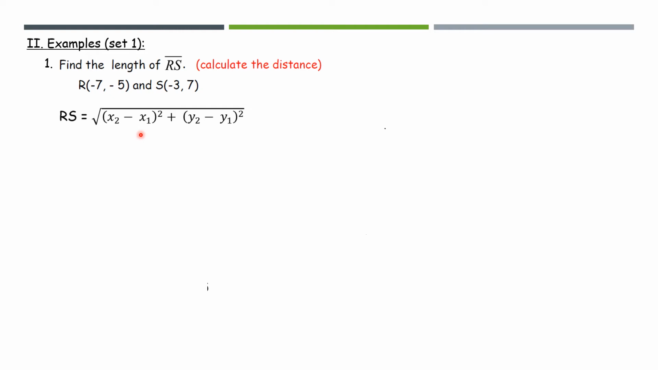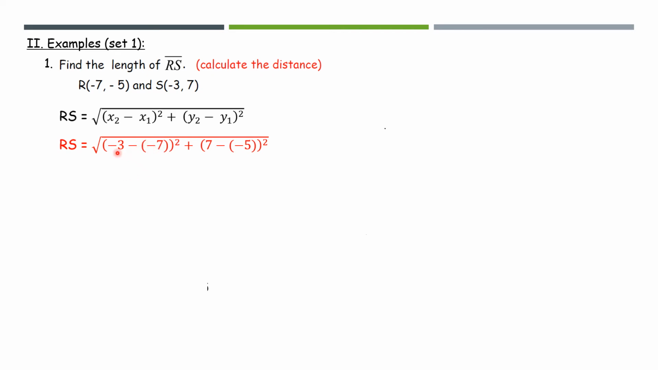Go to the first x. The first x is -7. And substitute them. So -3 minus -7. Then it says go back to the second y and subtract the first y. So 7 minus -5. Now we know algebraically that subtracting a negative is really a redundant thing to say.